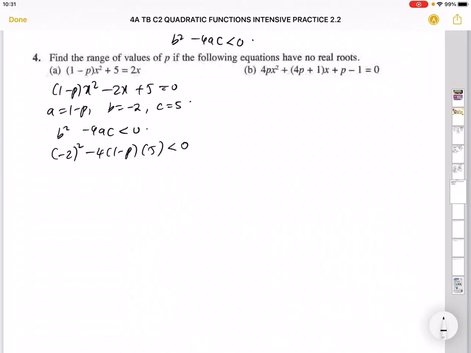So this is 4 minus 20. Maybe I do a bit slower here. I just write this down for you. So 4 minus 20 plus 20p less than 0. This is negative 16.